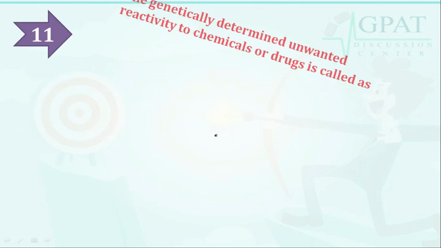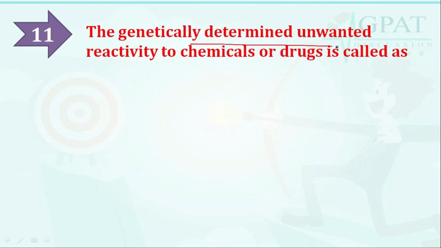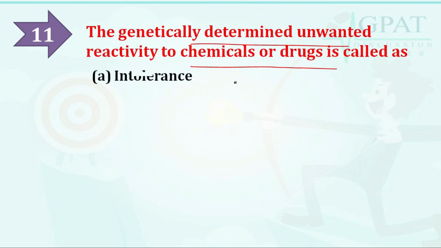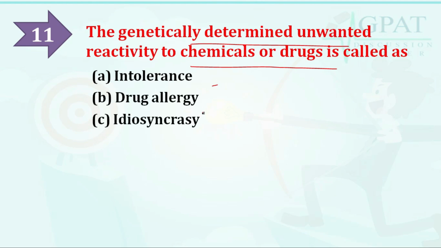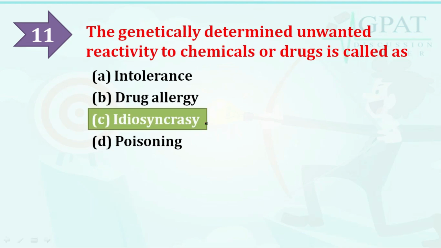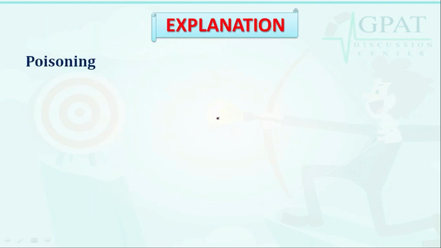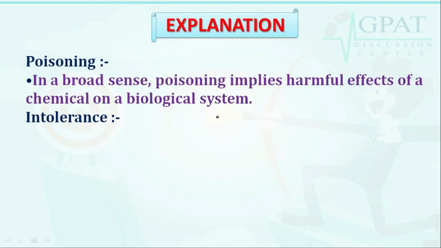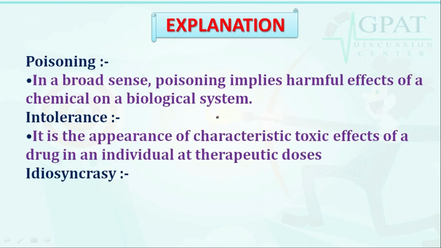Now the next question is, the genetically determined unwanted reactivity to chemicals or drugs is called, and the options are: option A intolerance, option B drug allergy, option C idiosyncrasy, option D poisoning. The correct answer is idiosyncrasy. Let's discuss with the help of explanation what actually poisoning, intolerance and idiosyncrasy are.